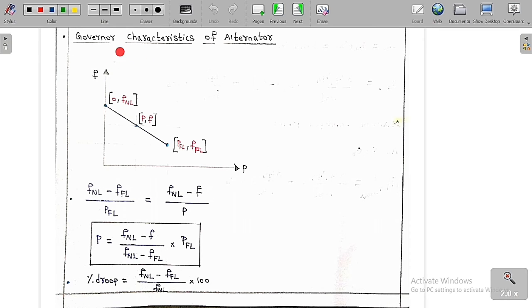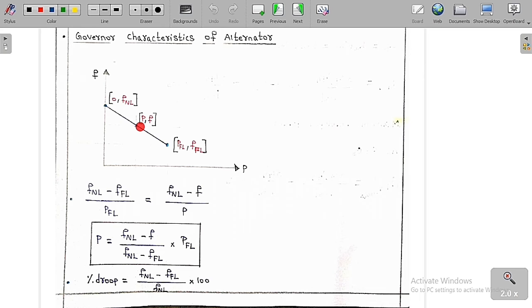So now we are going to see the governor characteristics of the alternator. I have already told you whenever the load demand increases, the frequency will decrease. So at no load power demand, the frequency is nothing but FNL, no load frequency, and the point on the x-axis and y-axis is 0 comma FNL. Suppose you apply a full load, then the frequency is going to decrease, and the corresponding point is the power at full load and the frequency at full load. If you want any general point, it is P comma F. At this point the power is P and the frequency is F.